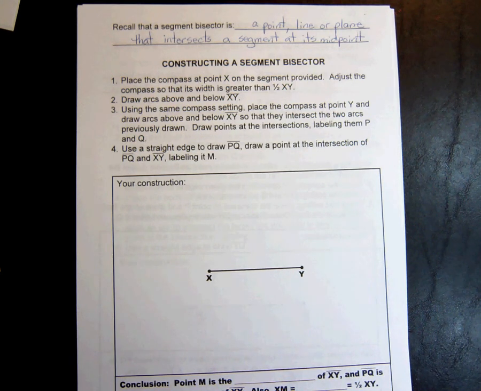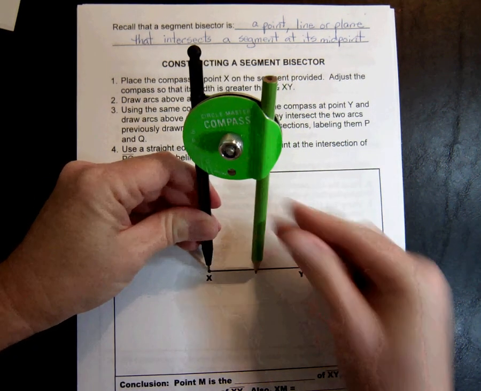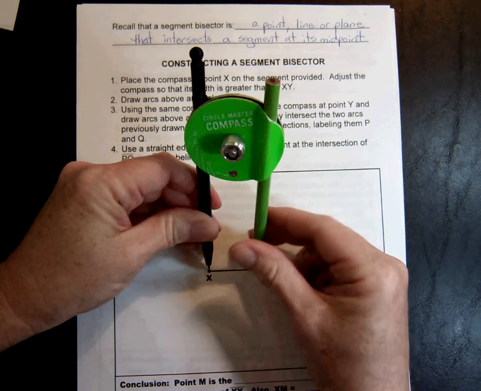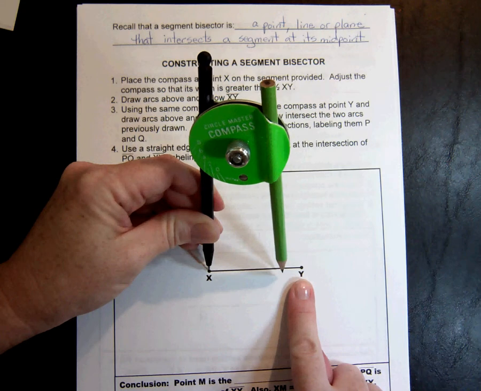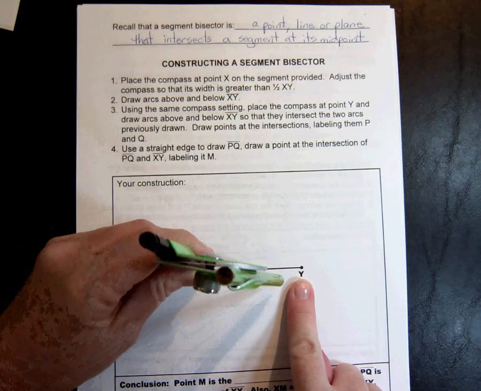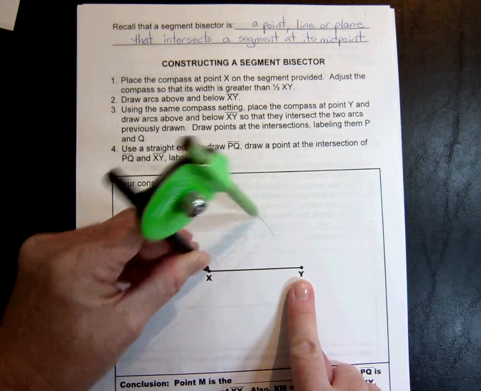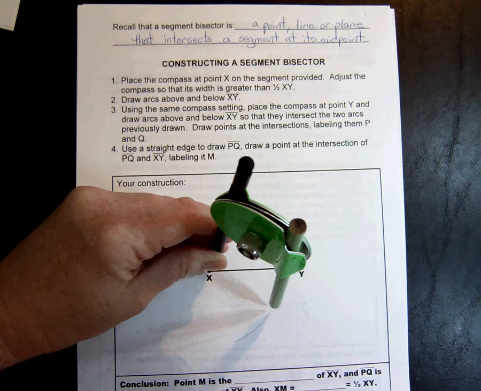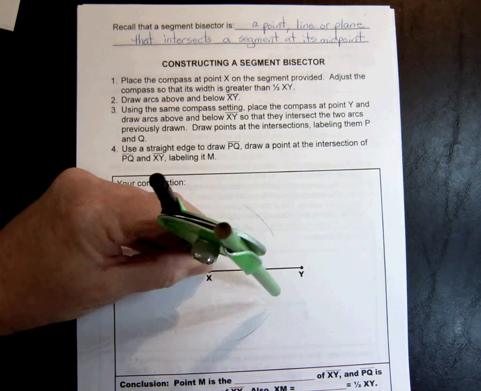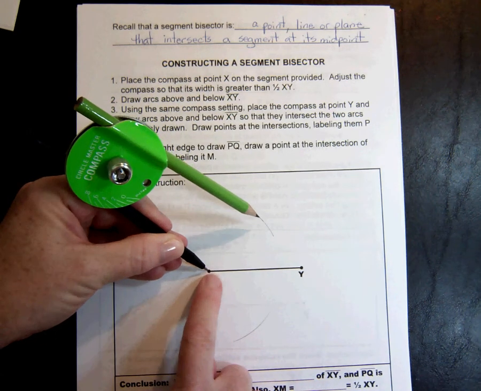Adjust the compass so that its width is greater than half of XY. Well, if you think about XY, the halfway mark would be somewhere around there. So you want it a little bit greater, but it doesn't have to be as long as this line here. Okay, so that the compass width is greater. Draw an arc above and below. So I'm drawing one above and one below. Again, notice how I'm just holding on to the pointer and pretty strongly keeping it firmly on this point X.